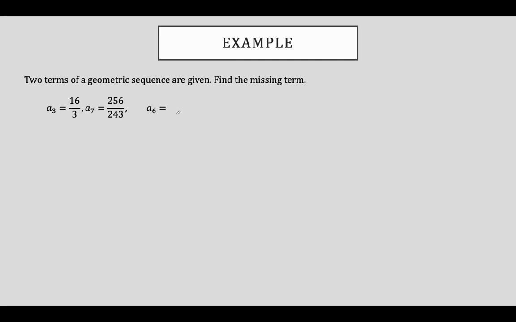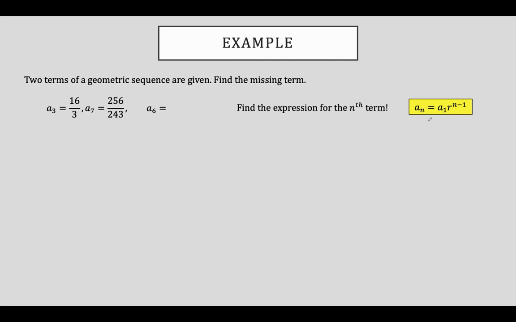Well, anytime we want to find one of the particular terms of a sequence, the best thing to do is find the expression for the nth term. Again, once we have the expression for the nth term, we can plug in any value for n that we want. We can get any of the terms of our sequence. So let's go ahead and find it. And because it's a geometric sequence, we know it's going to come in the form a_n equals a1 r raised to the n minus 1.